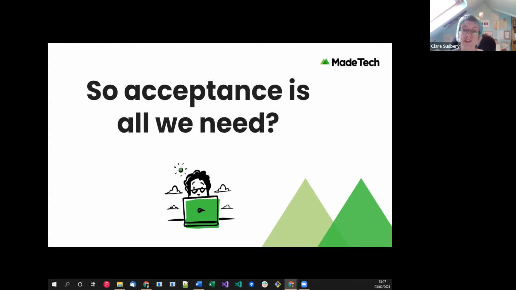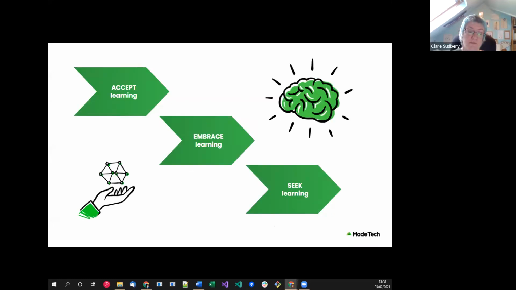Another problem with just accepting it is that if you wait for it to happen to you rather than going out and seeking it, then you do risk being left behind. So for instance, if you have a legacy code base that's causing problems, that you have technical debt, and for instance, your code base is hard to change and you can't fix problems when they happen, if you just ignore that, it will get worse. And just ignoring the fact that learning is not only inevitable, but also useful will lead to you having problems.